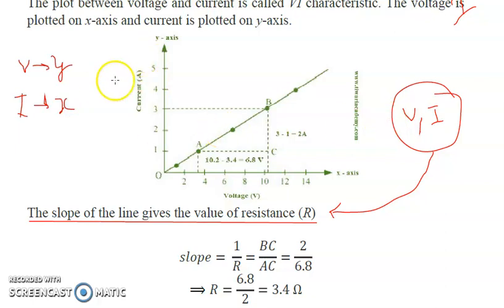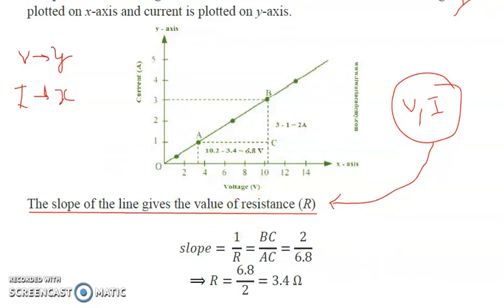But in this graph, the current has been taken on the y-axis and voltage has been taken on the x-axis, as you can clearly see. A graph with voltage on the y-axis and current on the x-axis will give us the value for resistance, but in this case the current has been taken on the y-axis and voltage on the x-axis, so it won't give us the value for resistance, but it will give us the reciprocal of resistance.